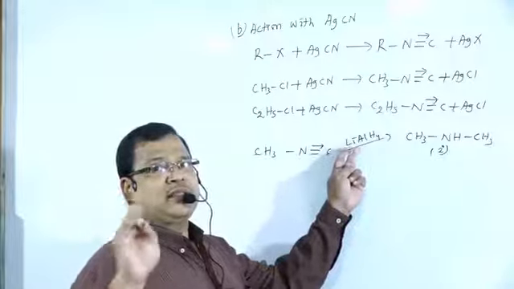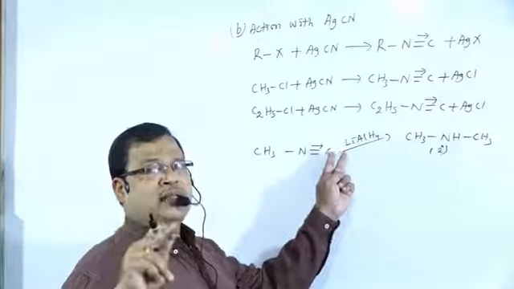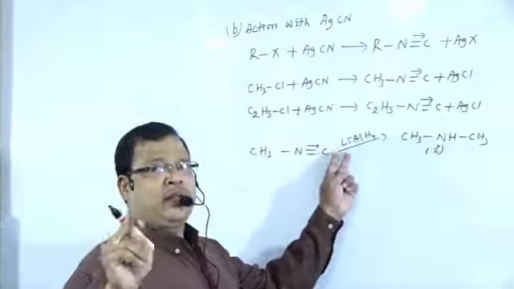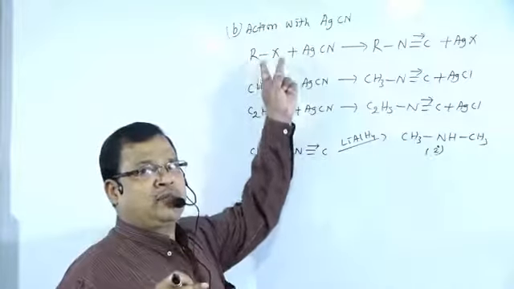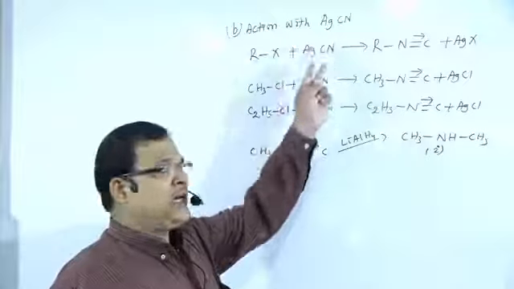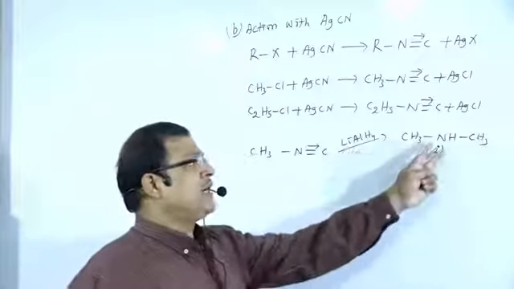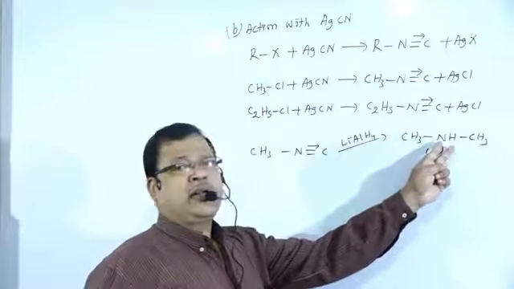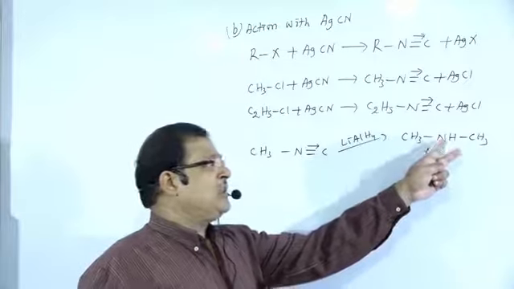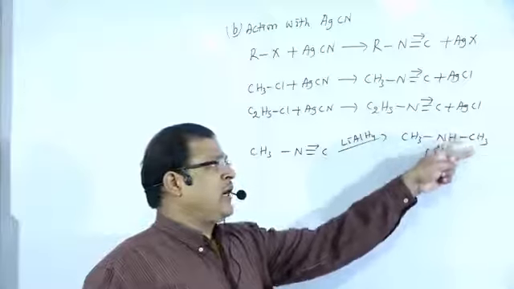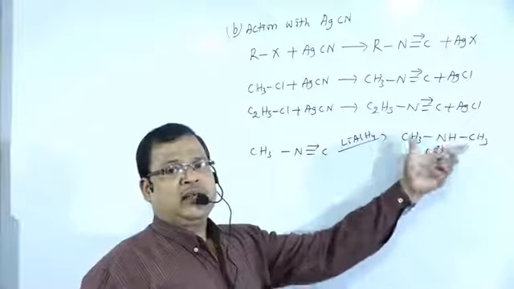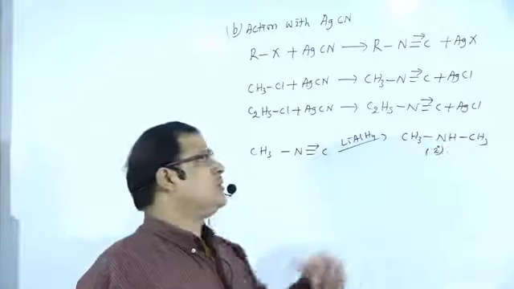Mark the difference. Alkyl cyanide under reduction will give primary amine, but alkyl isocyanide, which is obtained by the action of alkyl halide with silver cyanide, will give secondary amine. Why is this a secondary amine? Because two hydrogen atoms of ammonia have been replaced by two alkyl groups.